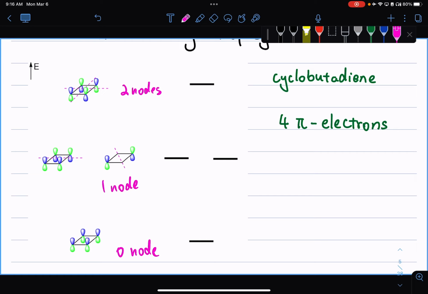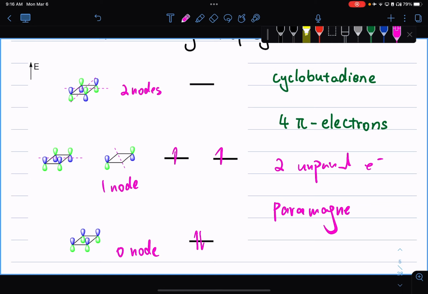And now we can put the 4 pi electrons into the pi correlation diagram of cyclobutadiene. What we have is 1, 2, 3, 4. Right, so these two orbitals are degenerate, so we need to have these orbitals singly occupied to avoid electron pairing energy. So apparently, we have two unpaired electrons, and that's paramagnetic. That's why cyclobutadiene doesn't really exist, because these are just diradicals. They have two unpaired electrons. They're super reactive, chemically speaking.